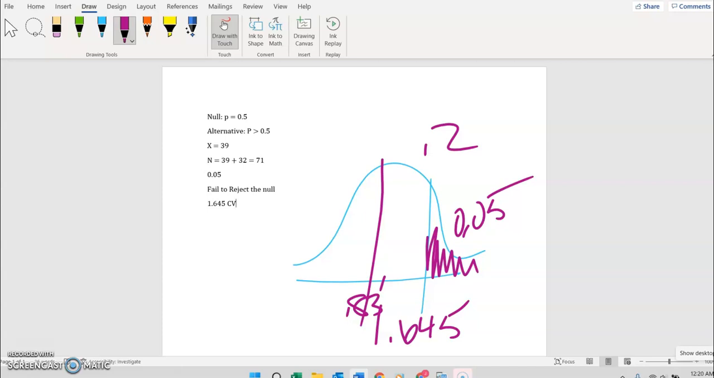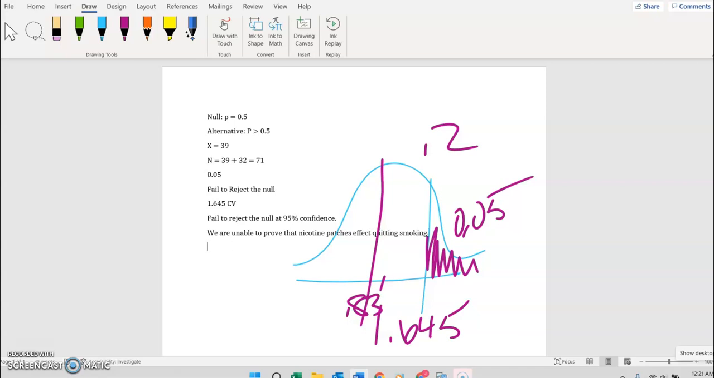So we would say we fail to reject the null at 95% confidence, okay, or significance, whatever you want to use. And then you would also then go on to say, we are unable to prove that nicotine patches affect quitting smoking.